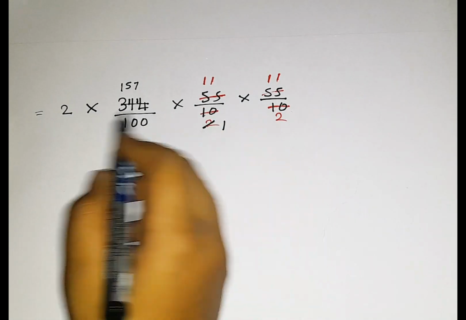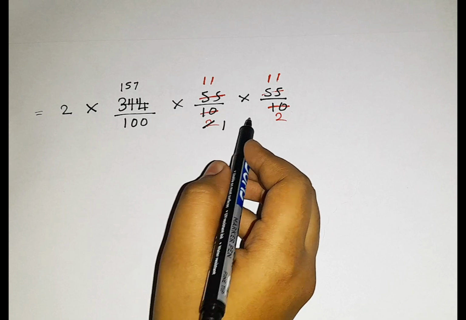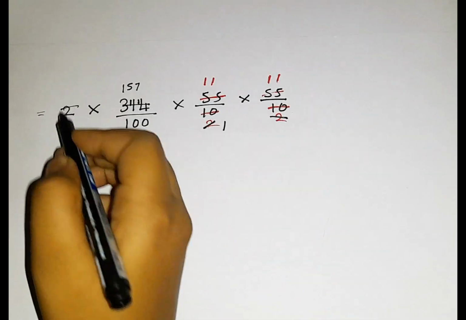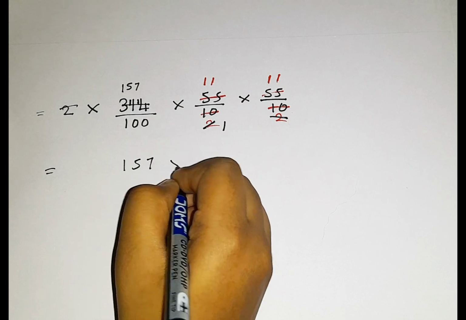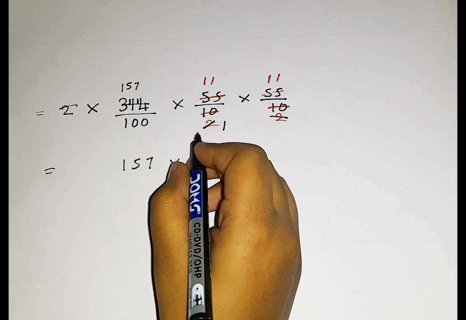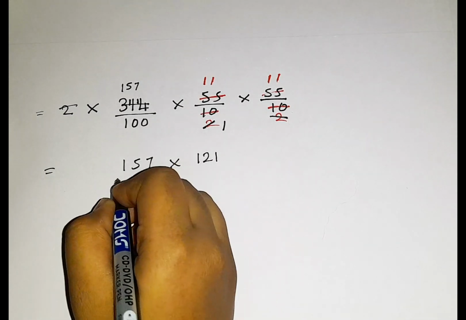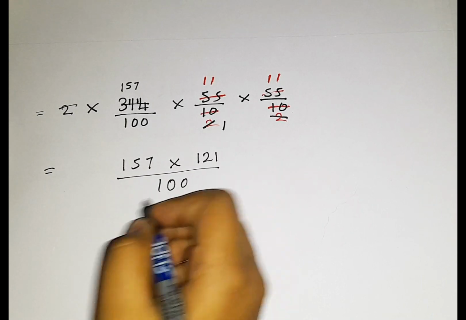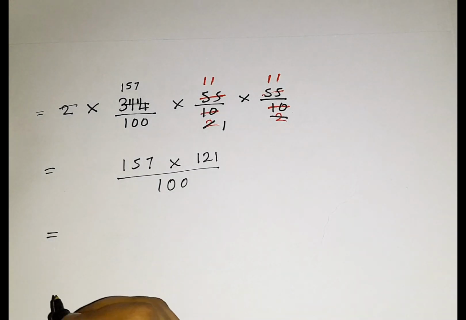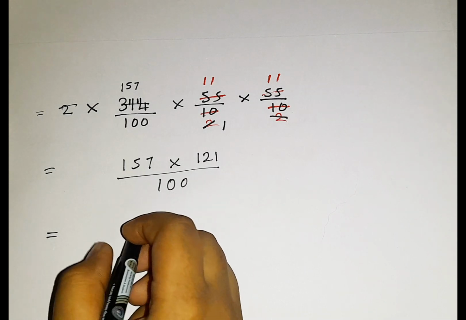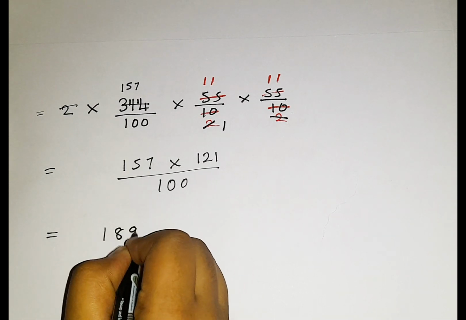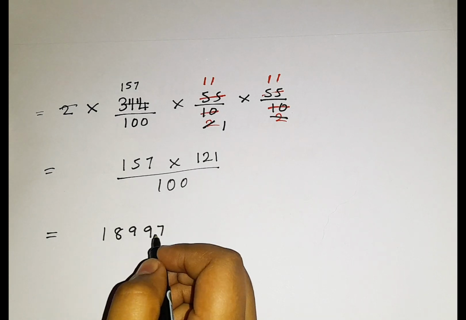So here I have 2 and here also I have 2. I can actually cancel them. So let us cancel it. Okay, so now we have 157 into 11 into 11, that is 121 by 100. Okay, so when we just multiply them, we get 18997. So we get this value.